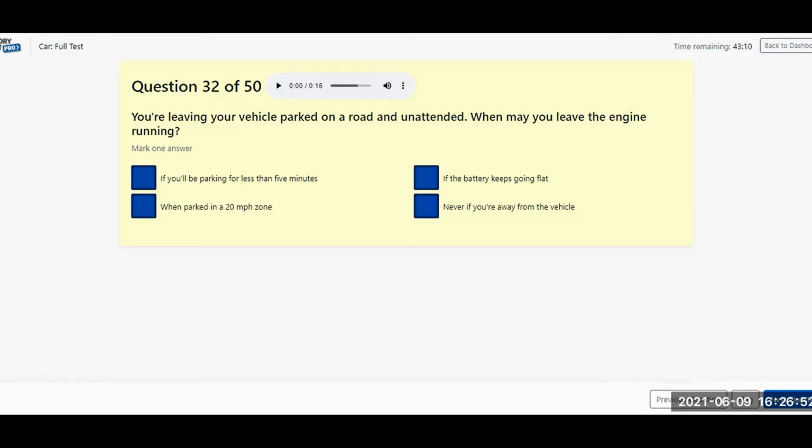You are leaving your vehicle parked on the road and unattended. When may you leave the engine running? Well, if you leave the car, you never leave the car with the engine running. So that's the one to look for as the answer. I will never leave my car engine running.